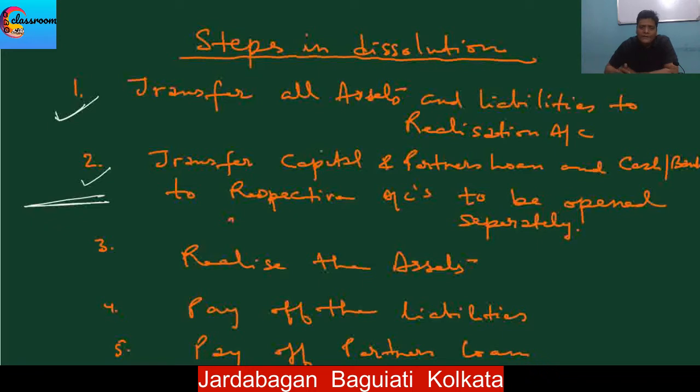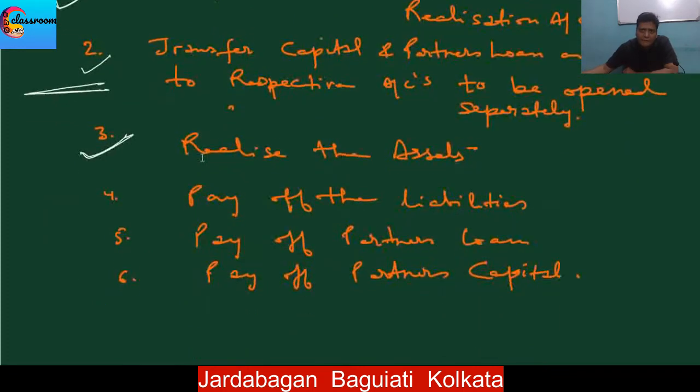Now, we need to realize the assets, show all the realizations against the assets in the realization account, and with the money so obtained, along with the cash or bank balance, we need to pay off the liabilities. This is the fourth step. There is an order of payment of the liabilities. First, the outside liabilities need to be paid. Then we need to pay off the partner's loan, if any, and in the end, whatever money remains needs to be returned back to the owners. We need to pay off the partner's capital in the end. So this is the step.